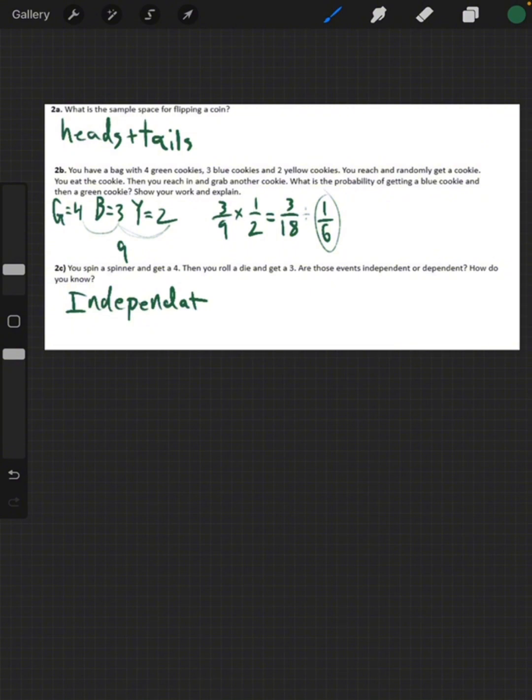In the previous question, that was dependent. The probability of getting a green cookie after you pulled out a blue cookie was dependent because you changed the ratio when you pulled out a cookie the first time. But in this one, if you spin a spinner and get a 4, and then you roll a die and get a 3, that won't affect each other. No matter what you spin on a spinner, it won't change the things you can get if you roll a die. So it's independent.